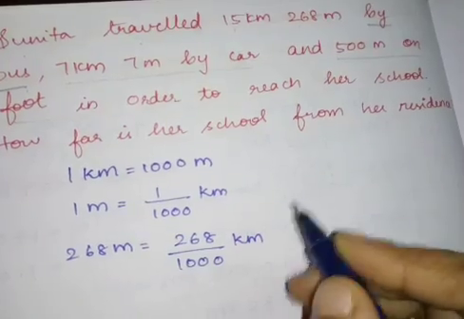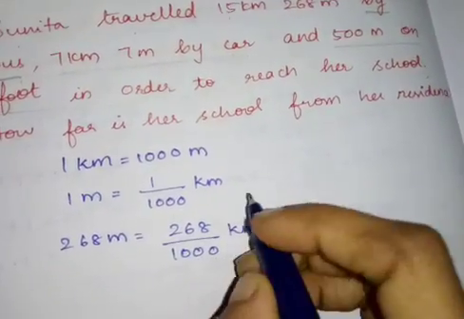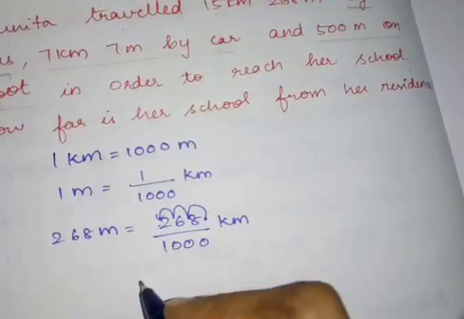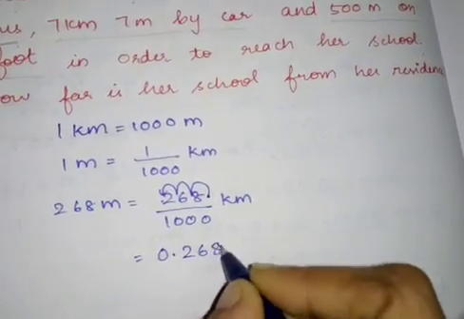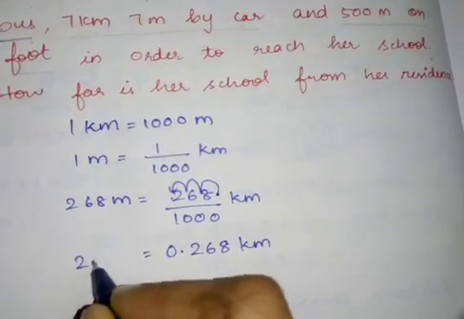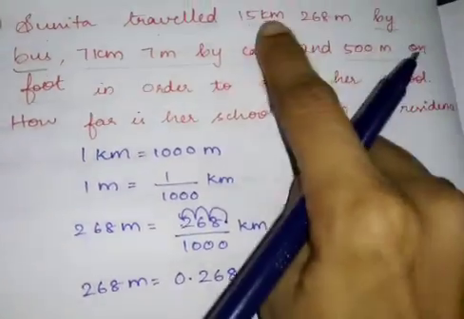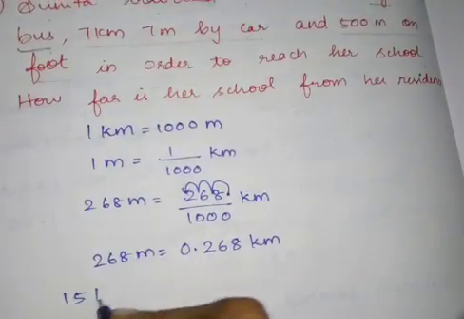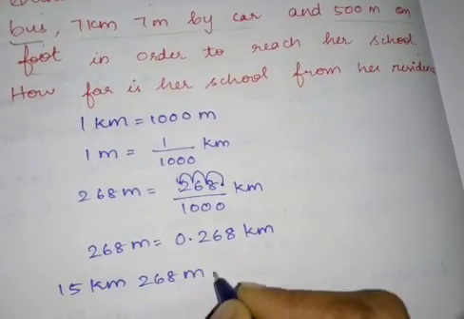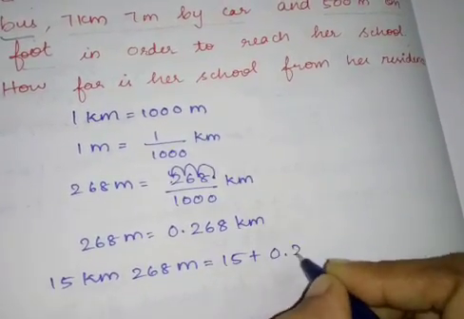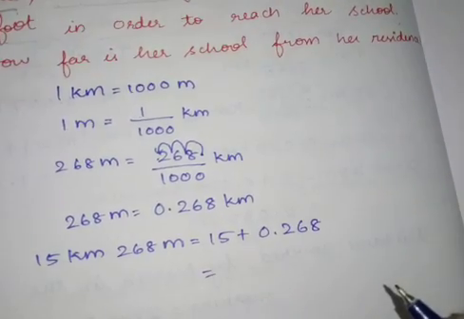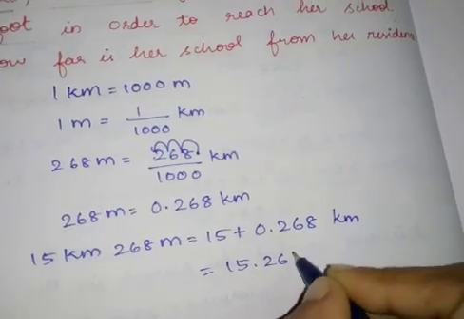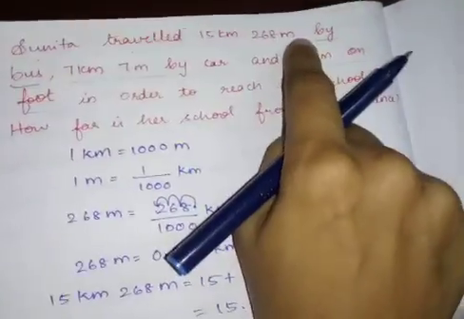So now what we have to do, we have to shift the decimal point. Now your decimal point will be here, 1, 2, 3, and you will keep it here, right? 0.268 kilometer is your conversion value. Now actually 15 kilometers 268 meters is there. So you will do, 15 kilometers 268 meters is equal to 15 plus 0.268 kilometers, which is 15.268 kilometers. Now this one has been converted.